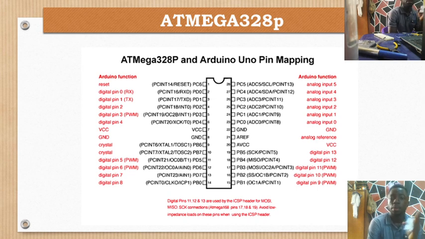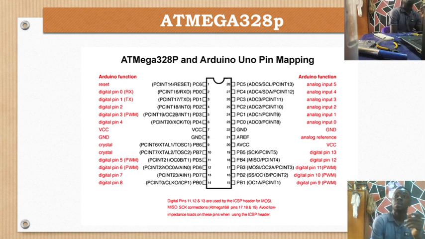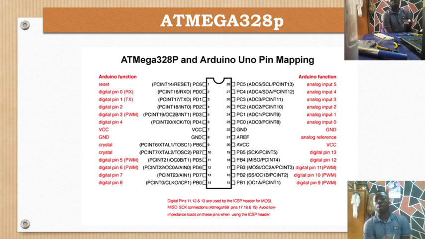Another thing is pin 28 and pin 27. Pin 28 is the serial clock. Pin 27 is the serial data. If you want to use some kind of communication, there are different types of serial communication. We have the I2C, which is the inter-integrated circuit, and then we have the UART, universal asynchronous receive transmit, and then we also have the SPI communication, serial peripheral interface.